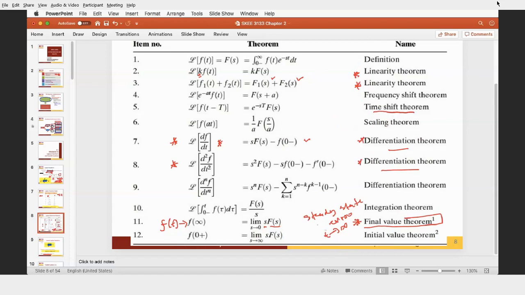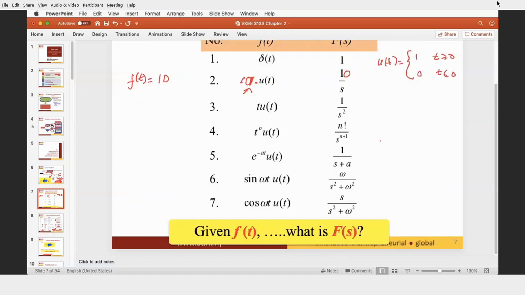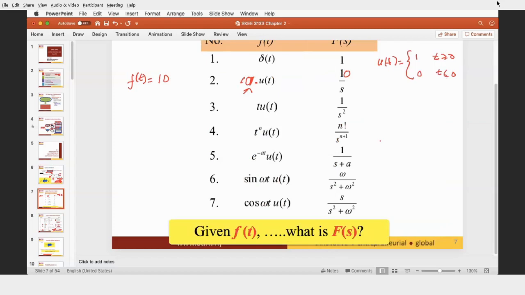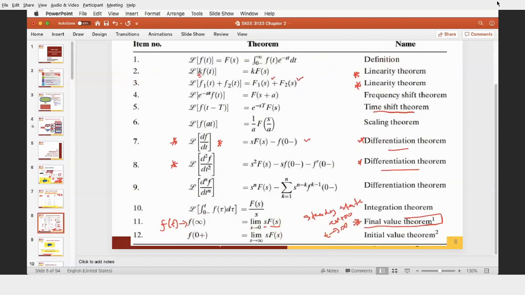So these two tables during the test or exam will be given. Don't worry. These two tables, the Laplace transform table and also the Laplace transform theorem table, will be given during the test and final exam.